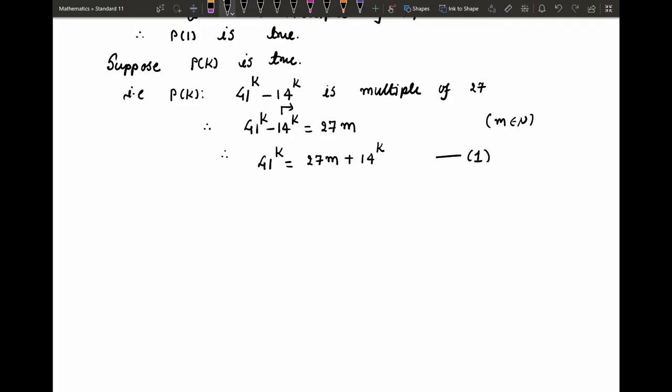So again we have assumed that the result is true for n equal to k, that is, in the equation replace n by k, so 41 raised to k minus 14 raised to k. This number is a multiple of 27, so it can be put into the form 41 raised to k minus 14 raised to k equal to 27m. And from this equation we have the value of 41 raised to k.